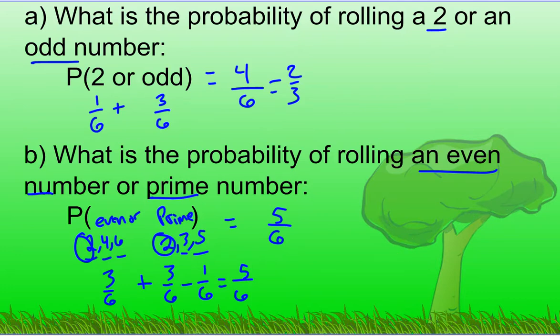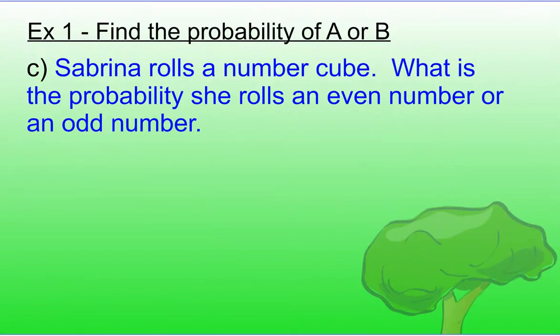Okay? Please try letter C. It says Sabrina rolls a number cube. What is the probability she rolls an even number or an odd number? Go ahead, pause the video right now. When you're ready to continue, hit play, and we'll go through it together.